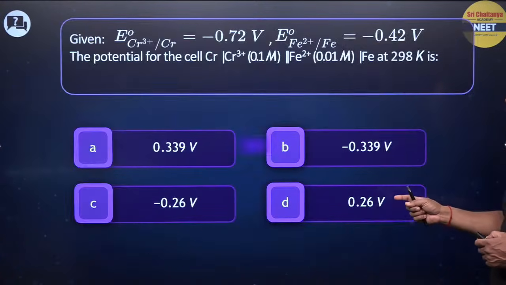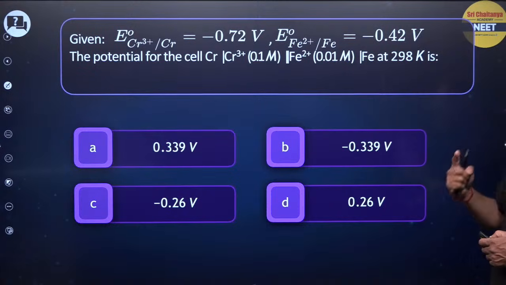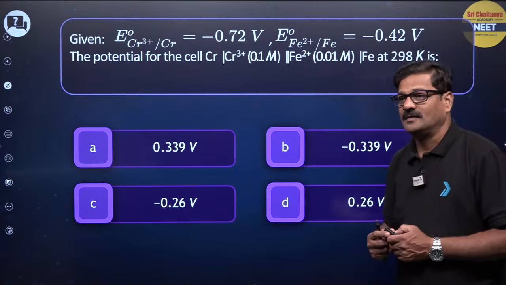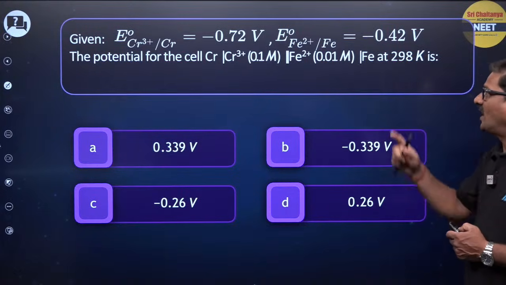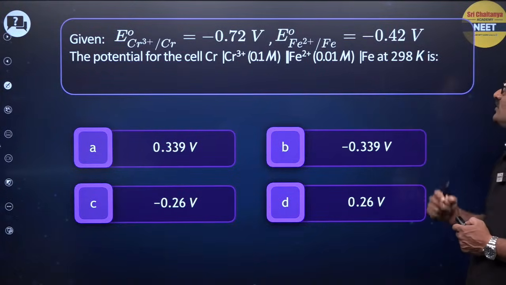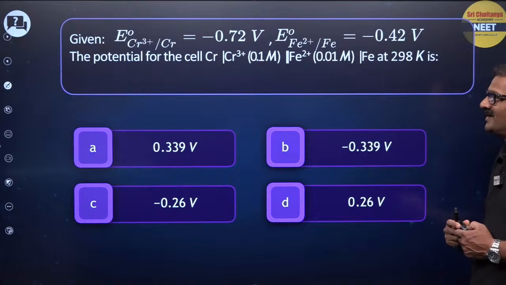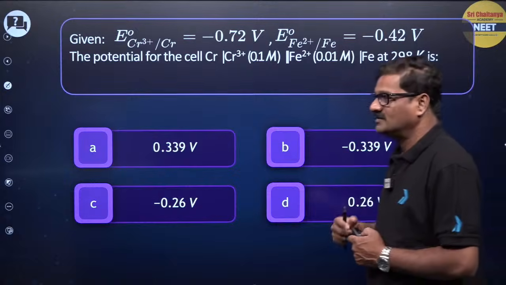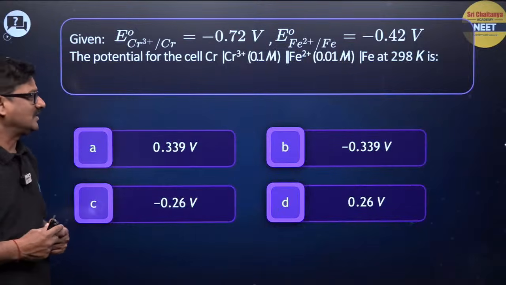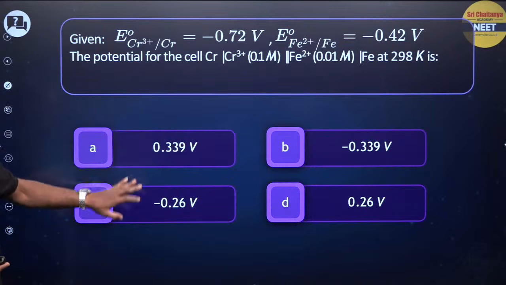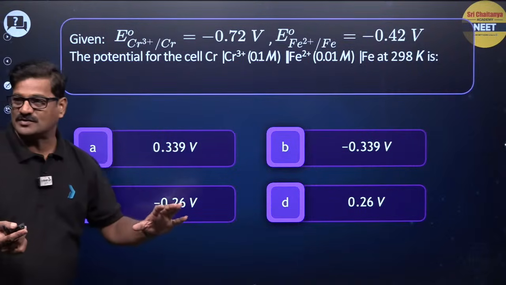The same thing we have seen. Here chromium 3 plus to chromium is minus 0.72. Iron 2 plus to iron is going to be minus 0.42. Find the potential of this cell. The concentrations given are 0.1 molar and 0.01 molar. How to solve this, the options are also given. Let it be this question.